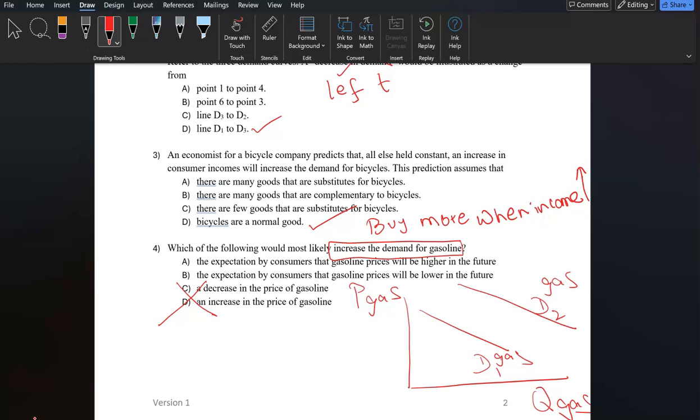A is expectation that gas prices will be higher in the future, and then B is expectation that gas prices will be lower in the future. So is there an increase in demand for gas now in the present? It will be, because we expect the price of gas to go up in the future, so we want to buy more gas in the present.